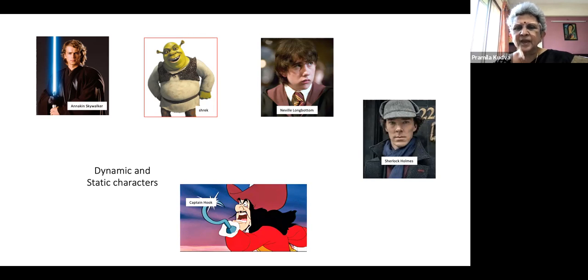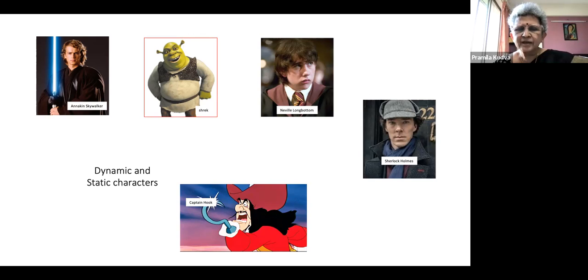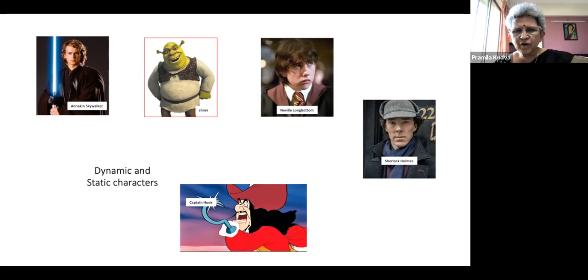Shrek? Static. Very static, yeah. Shrek is static? Yes. Justify? I don't know. I didn't see the bad side of the Shrek. Has he evolved? You have to just justify. I'm not saying you're wrong. No, I'm not saying you're right. I'm asking you to justify.